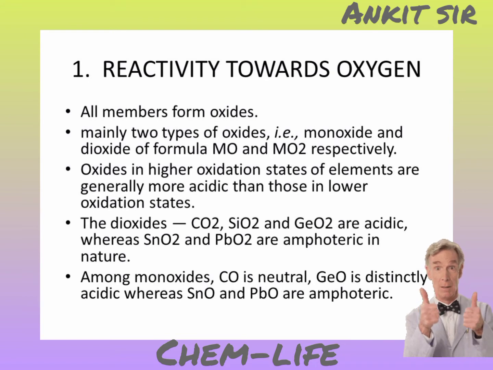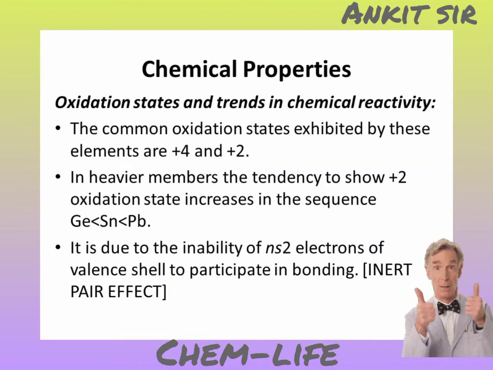Reactivity towards oxygen. All members form oxides, mainly two types, monoxide and dioxide. The formula of monoxide is MO and dioxide is MO2, like CO and CO2. Oxides in higher oxidation state of the element are generally more acidic than those in lower oxidation state. The dioxides CO2, SiO2, GeO2 are acidic, while SnO2 and PbO2 are amphoteric in nature, which means they show both acidic and basic nature.